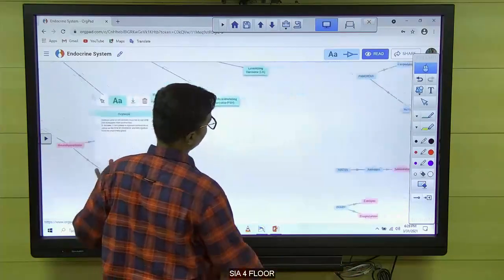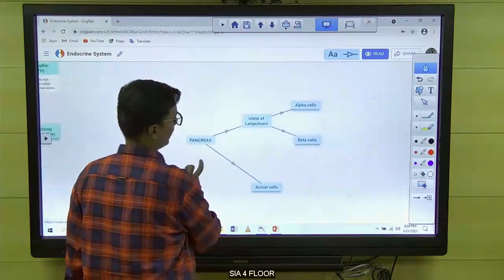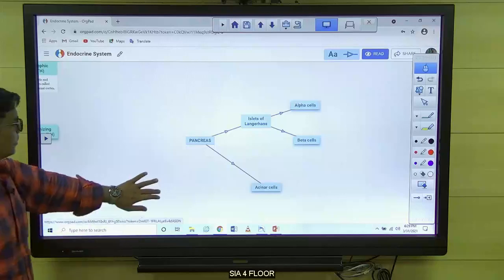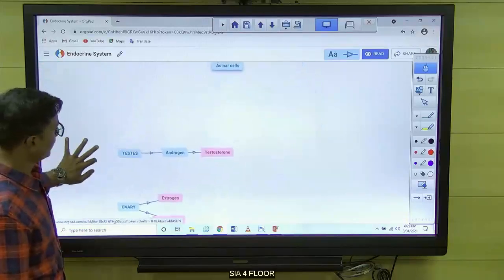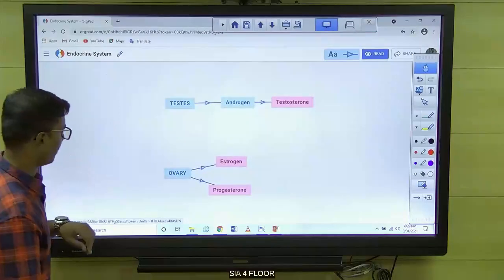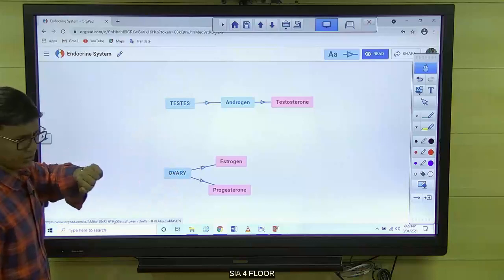Did we miss anything else? Pancreas, I told you it has alpha cells and beta cells. Alpha cell secretes glucagon, beta cell secretes insulin. We spoke about it. Testis secretes testosterone, and ovaries secrete estrogen and progesterone. So estrogen and progesterone are more like female hormones, testosterone is a male hormone.